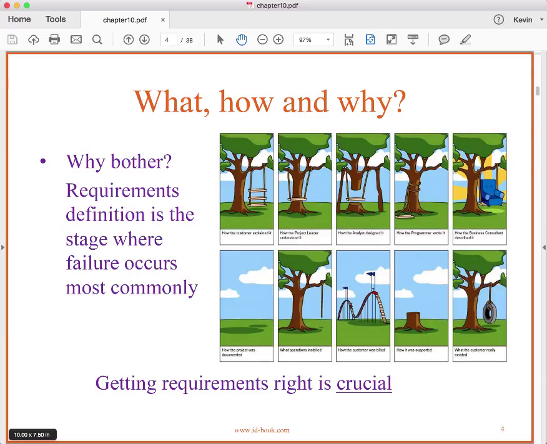So here's a cartoon that you may have already seen. Hopefully you read the chapter and you've already seen it there, but perhaps you've seen it before. And it's a humorous exploration of how we can get the requirements wrong, right? So how the customer explained it, how the project leader understood it, how the analyst designed it.